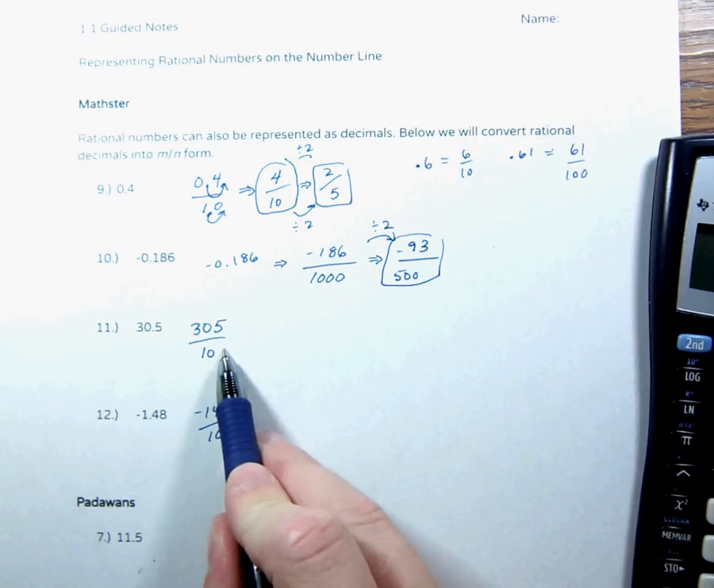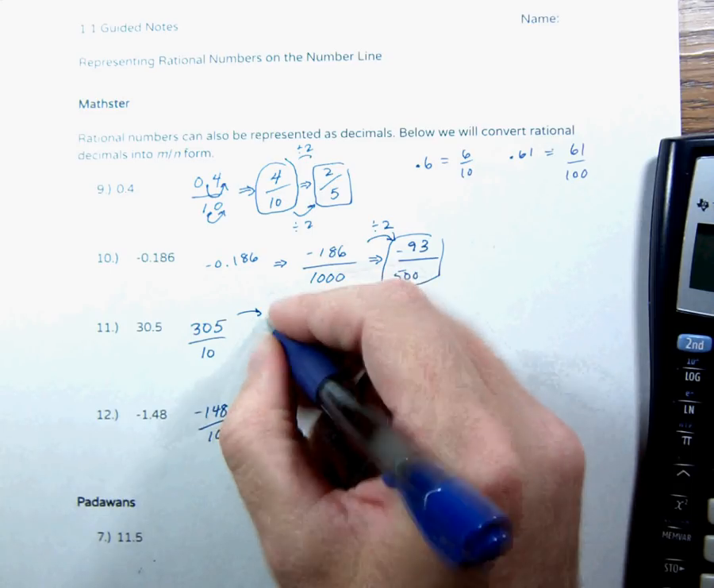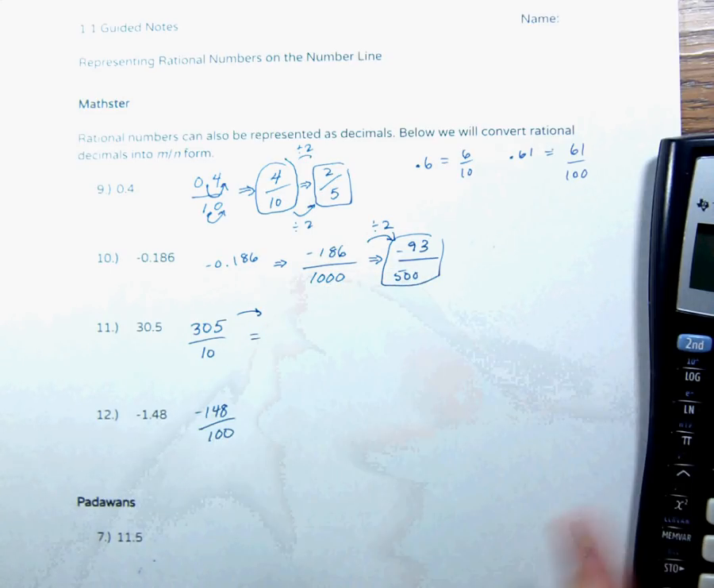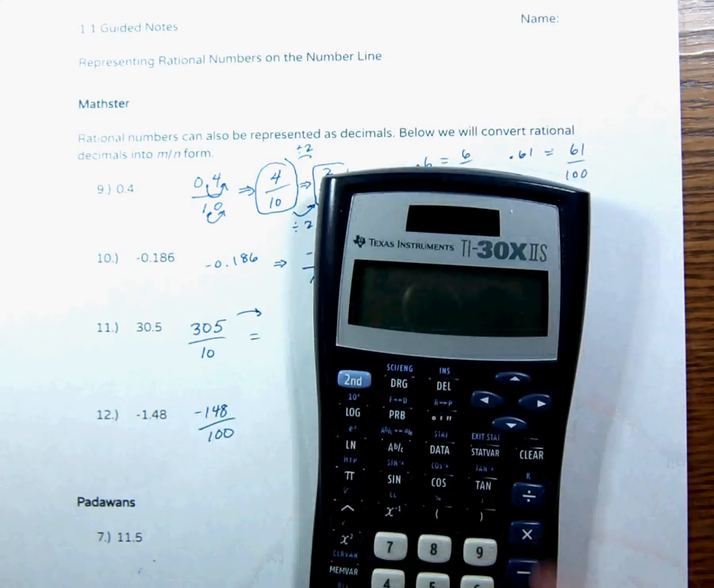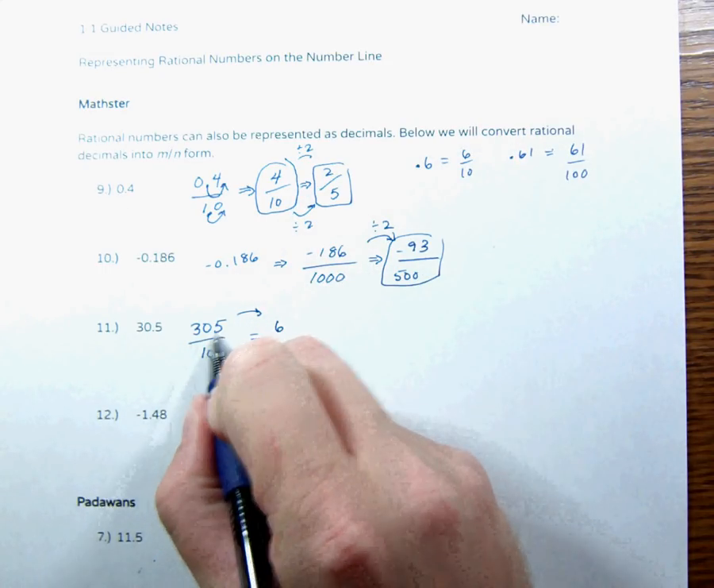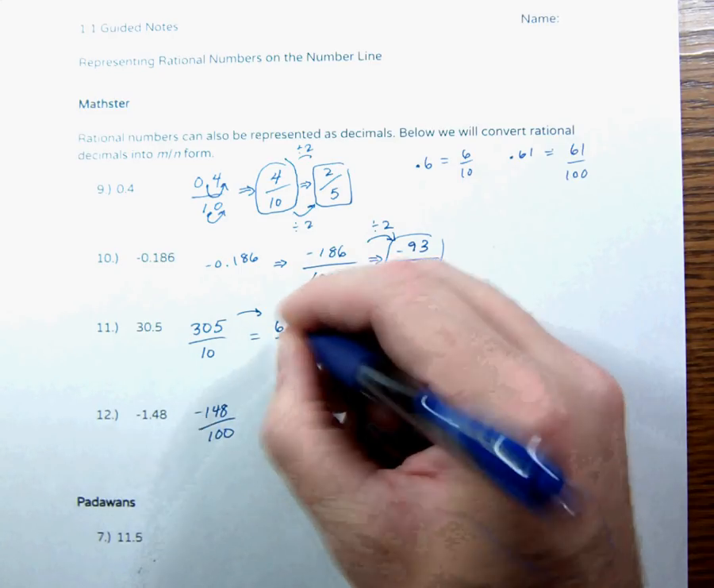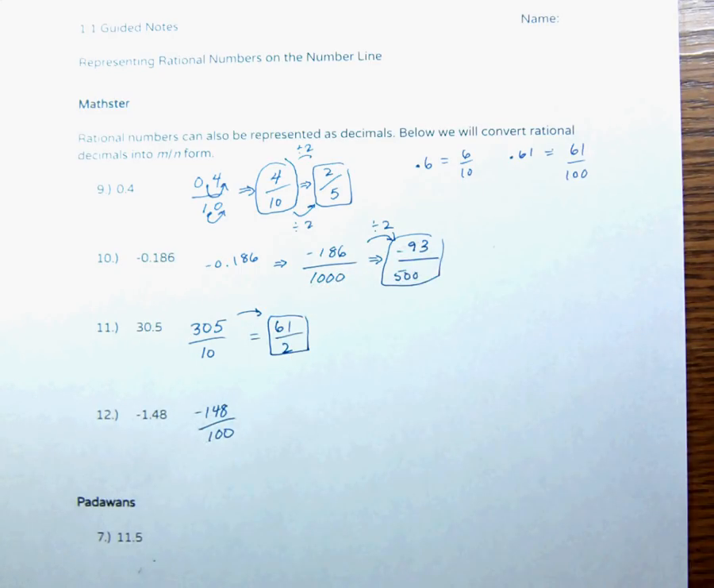This right here, both of these numbers are divisible by 5. 305 divided by 5. Well, I don't know that off the top of my head. I mean, I can do it. I can say, okay, 5 goes into 30 six times. 5 goes into 5 once, so that's 61. 5 goes into 10 twice, 61 over 2.